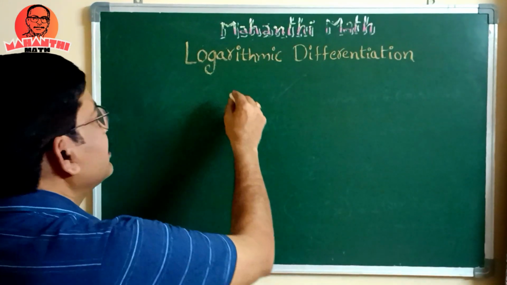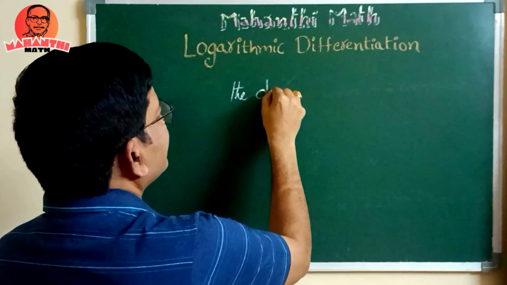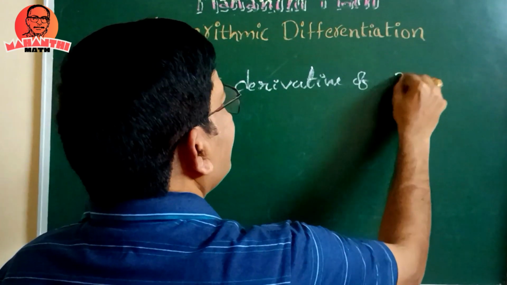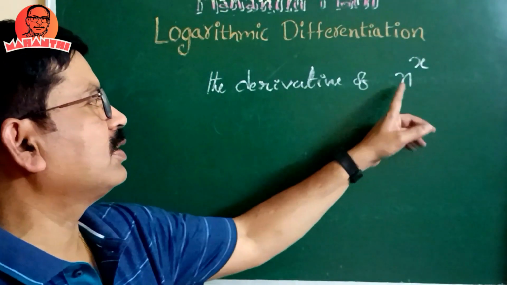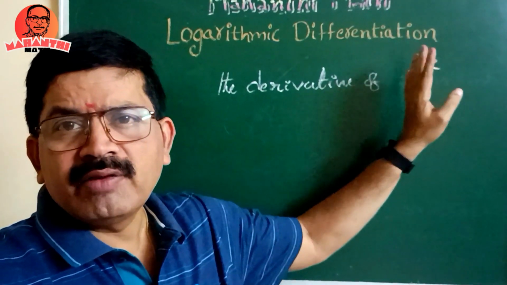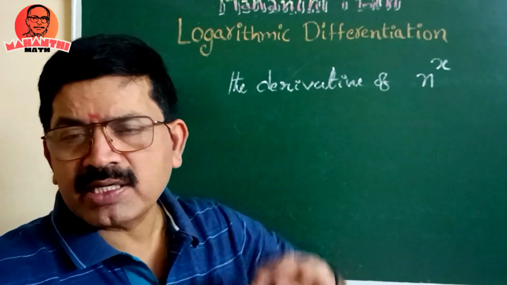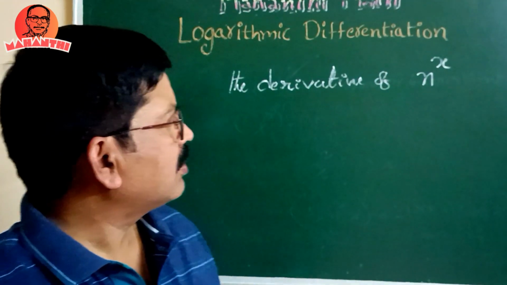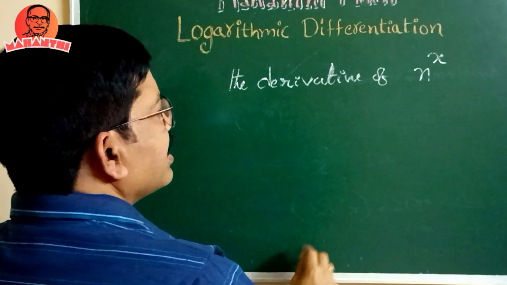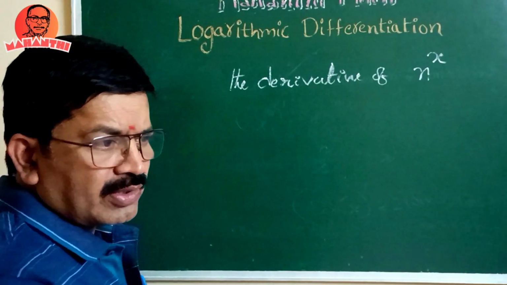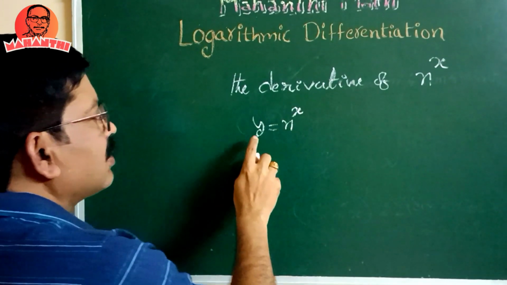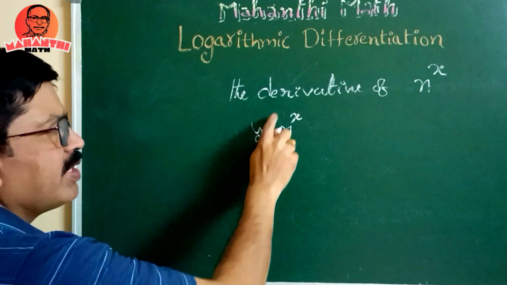Suppose we want to find the derivative of n power x. Now you observe that here constant is the base, power is variable. The derivative of this one is not x n power x minus 1. Such a formula you should not use. Then how to do this one? When constant power variable is there, you have to go for logarithmic differentiation. So first you take y equal to n power x. Now we will find dy by dx, which means the derivative of this one.